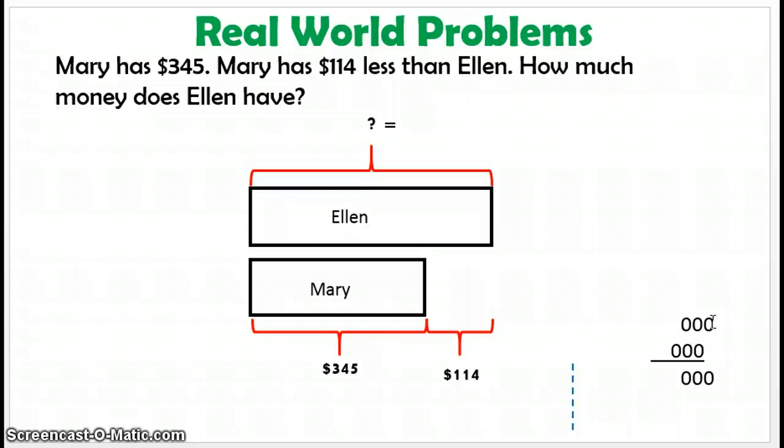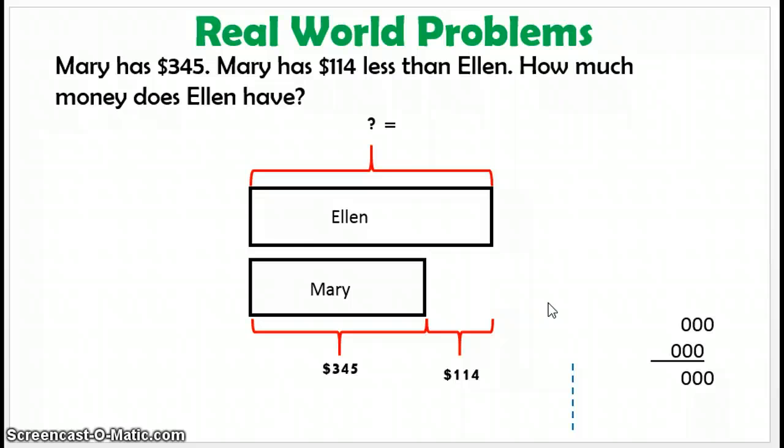Notice here that I did not make the decision of whether to add or subtract until I set up my bar model. That's one thing that I really want you guys to remember, is that please do not decide if you're going to add or subtract in the beginning. Set up your bar model first. Once you set up your bar model, it's going to tell you whether you have to add or subtract. Okay?